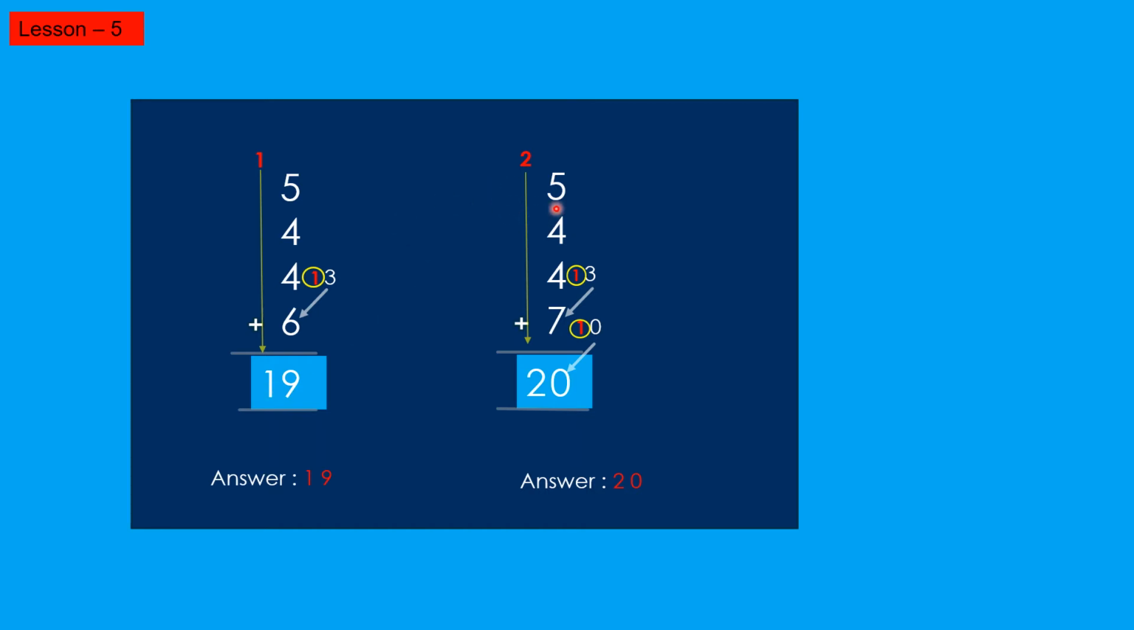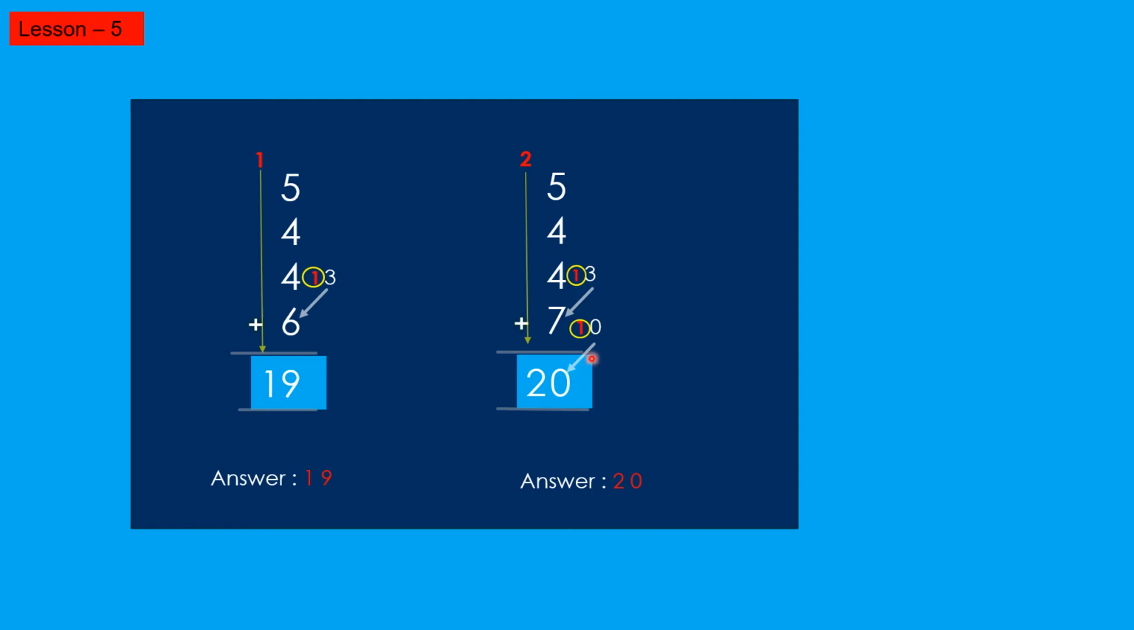Another example, 5 plus 4 plus 4 plus 7. So write the numbers in a vertical manner, top to bottom. You add from the topmost number. So first you add 5 plus 4. 5 plus 4 is 9 and 9 plus 4 is 13. So in 13 you circle the 1 as your base and 3 is added to the next number. So 3 plus 7 is 10. So again it is a two digit number, 10. So you circle the 1 as your base and 0 comes in your answer box.